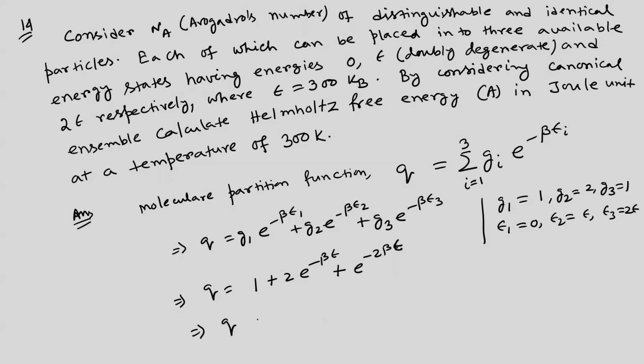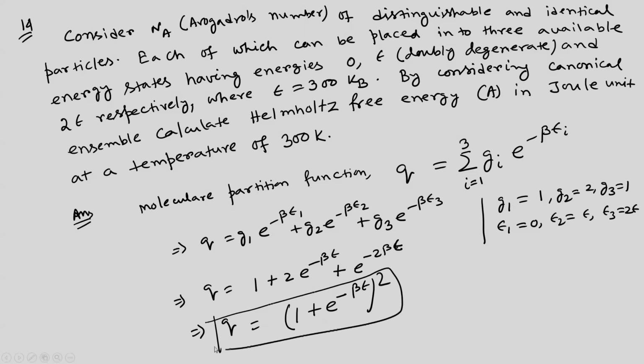So, it gives us q is (1 plus e to the minus beta epsilon) to the 2. So, this is the partition function, or partition function of a single particle. Now, we can further simplify q.